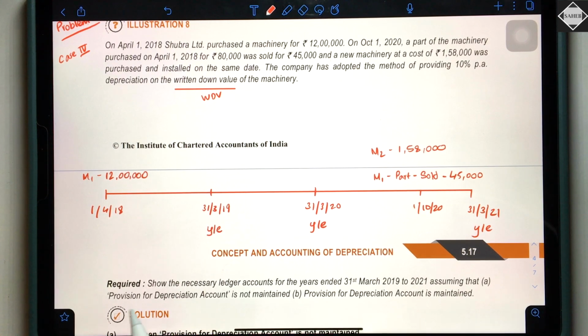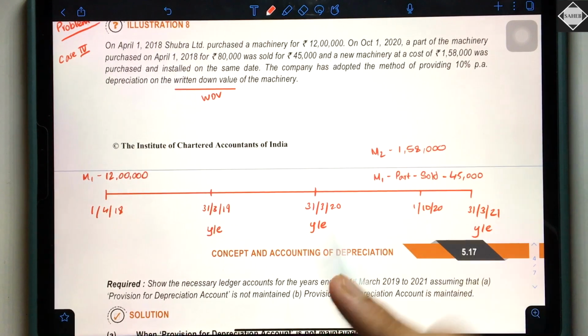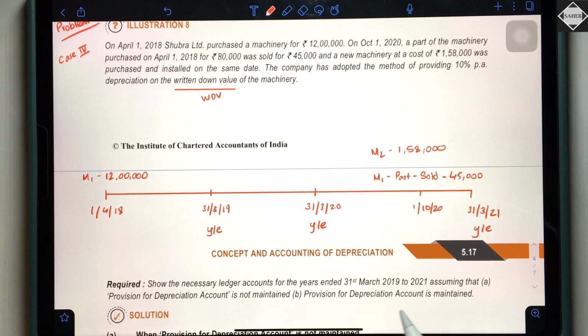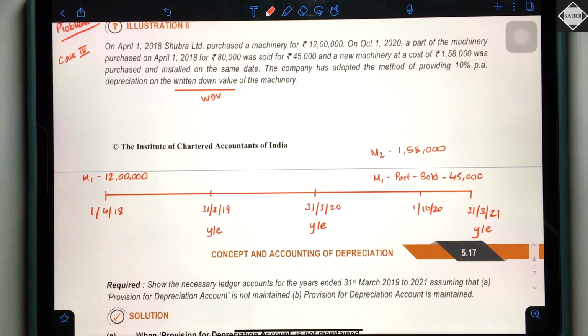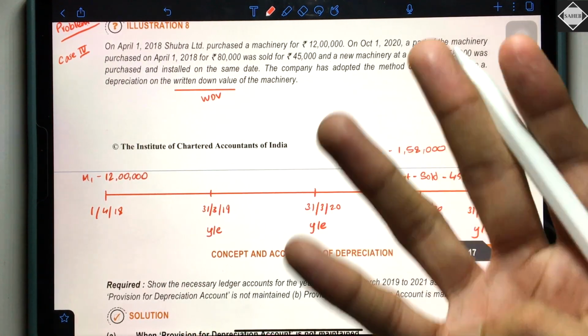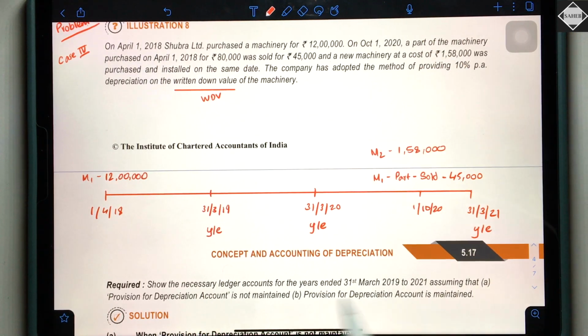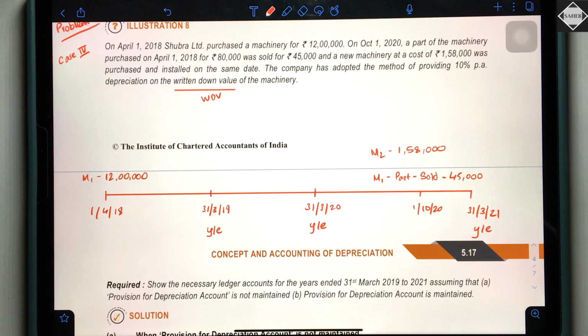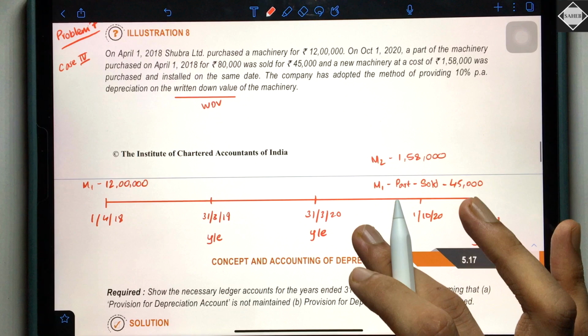Assuming that the provision for depreciation account is not maintained, we will not solve case 1. We will only see case B, when the provision for depreciation account is maintained. The study material has solved this from case 4. This B question now, provision for depreciation account is maintained. The study material has solved it through case 4. You can also solve it through case 3, but it's better for case 4. I told you case 4 is the most practical one, right?